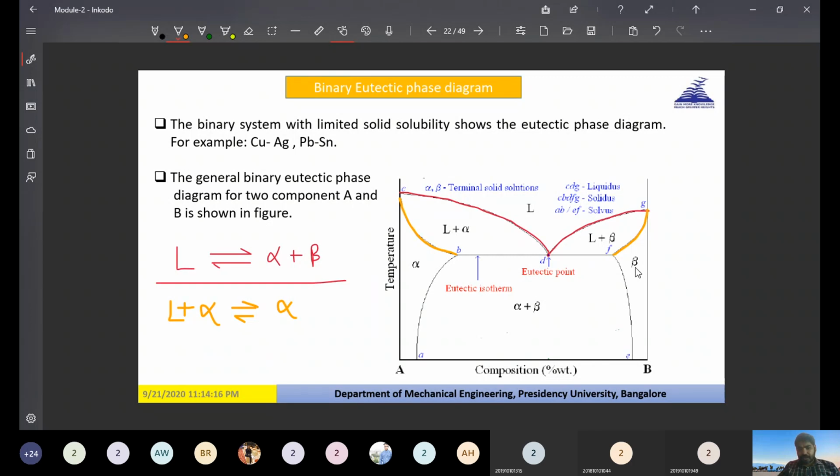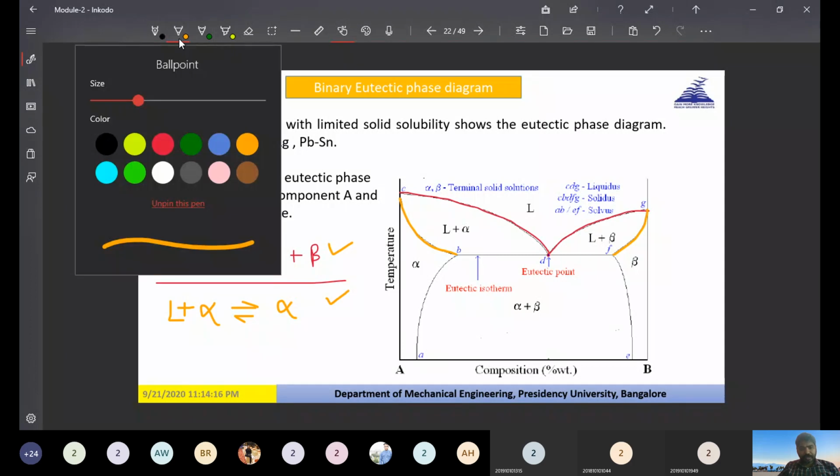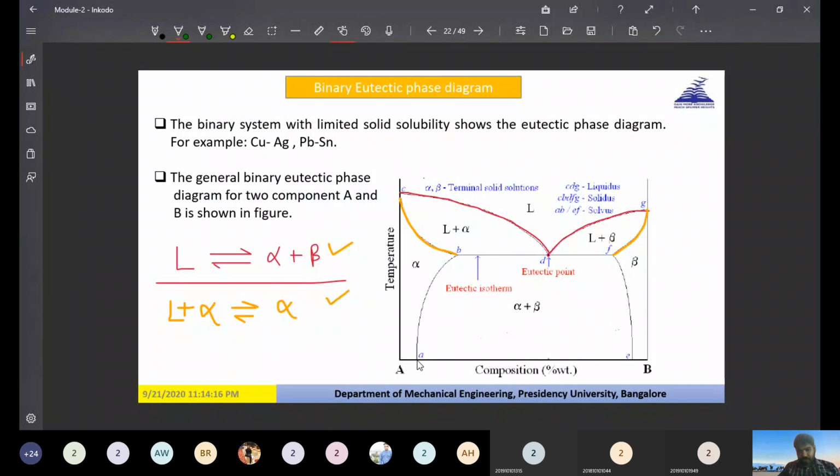So this is the liquidus line, this is the solidus line, and one more type of line is there, known as the solvus line. Let me mark it with green color. That's why I thought to repeat this portion, because many of you haven't understood. So this is another type of line, shown in green color.